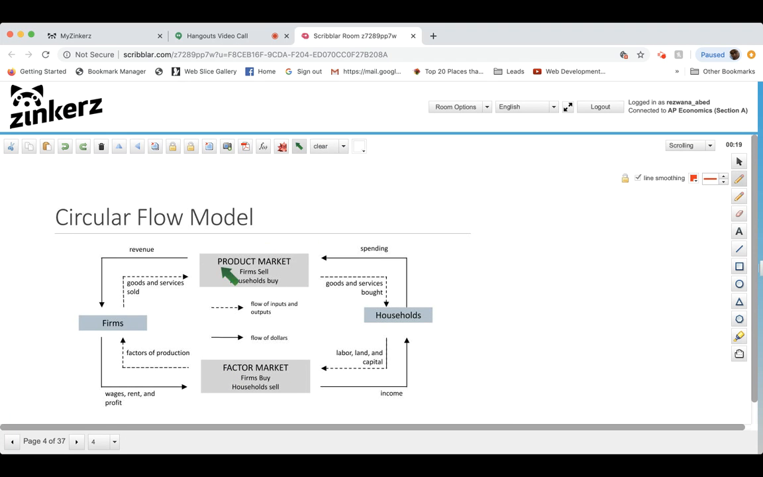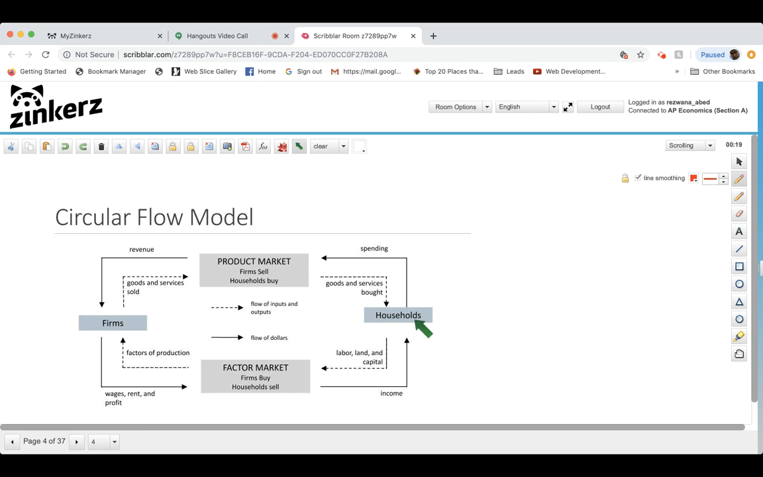So product market, remember we said, this is where firms sell goods and services, and this is where households buy goods and services. Factor market is where firms buy factors of production and households sell factors of production. So as you can see, the two entities we are only concerning ourselves with are households and firms. This is, as I said when we talked about this at first, a rather simplistic version of the circular flow model. We have left out a lot of things such as the government and the rest of the world. But once you bring them in, it provides a more accurate picture. But for our purposes, this will be enough.